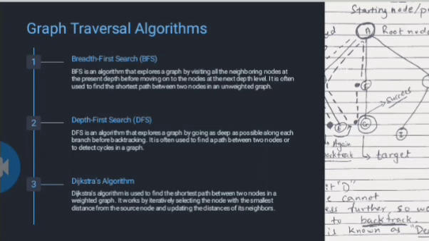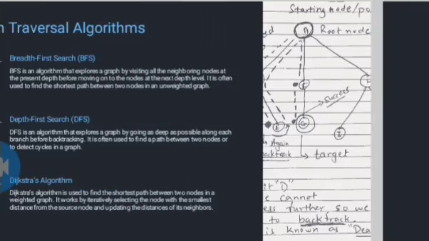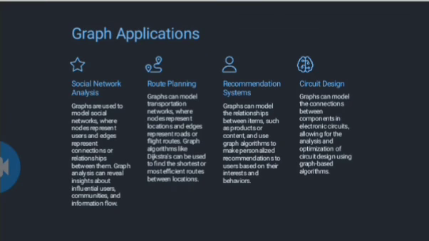Dijkstra's algorithm. Dijkstra's algorithm is used to find the shortest path between two nodes in a weighted graph. It works by iteratively selecting the node with the smallest distance from the source node and updating the distance of its neighbors.